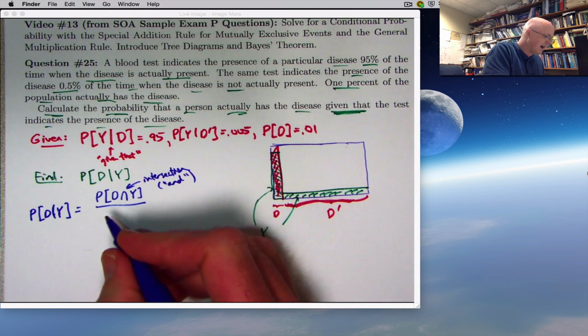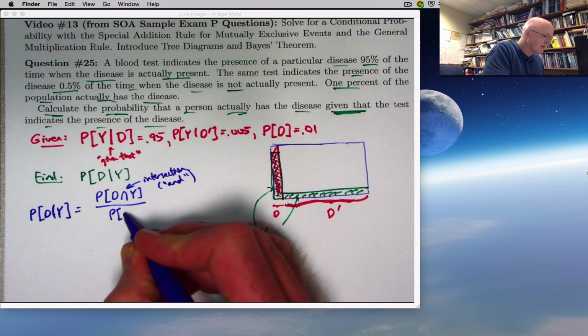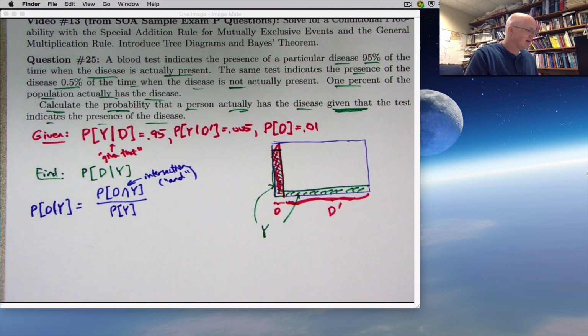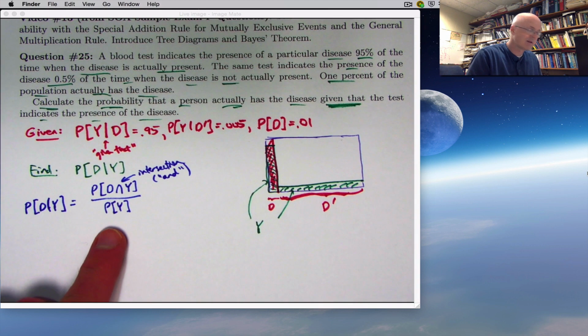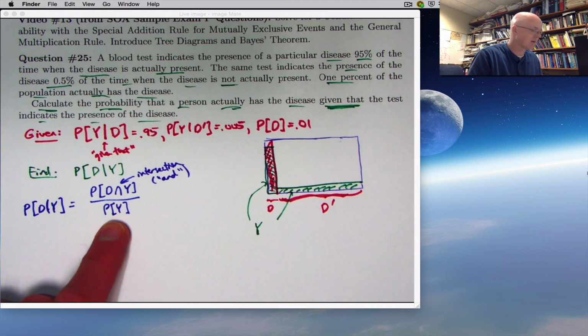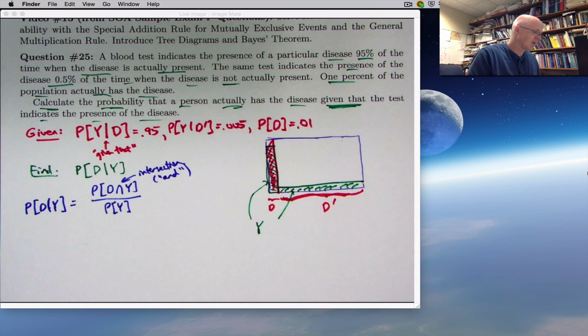Okay? And I divide by the probability of Y, the probability for a randomly chosen person that the test comes back positive. These are unconditional probabilities. This is really the definition of conditional probability. It could be thought of as the general multiplication rule as well if I multiply both sides by P of Y, assuming P of Y is non-zero here, by the way. So that's the first thing to use.